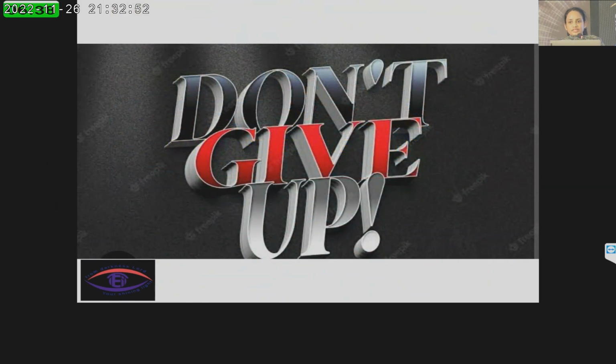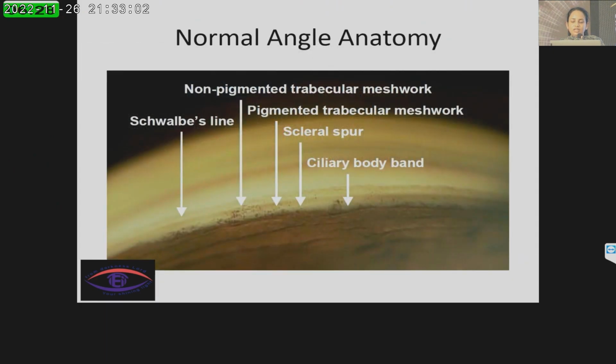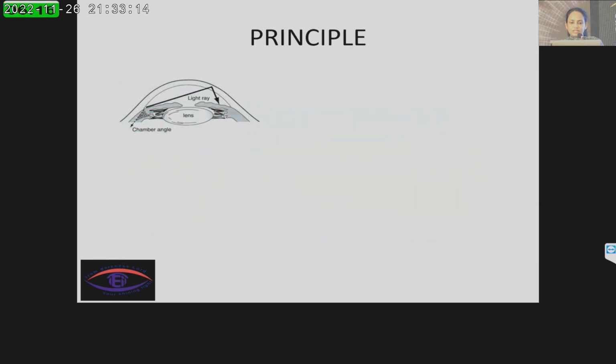In the beginning of the residency, everyone starts doing gonioscopy, finds it a cumbersome and messy procedure and just gives up. Actually, with practice, it is a technique which can be easily mastered. The normal angle anatomy begins with the Schwalbe's line and extends up to the root of the iris posteriorly. In between, you have the non-pigmented and pigmented trabecular meshwork, the scleral spur and the ciliary body band.